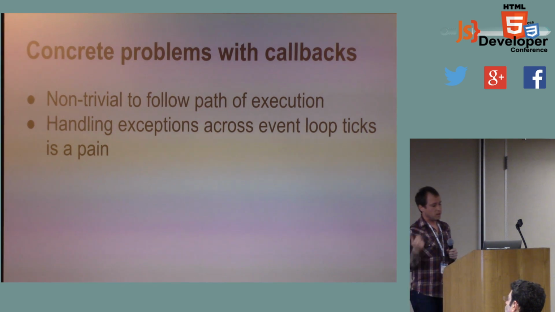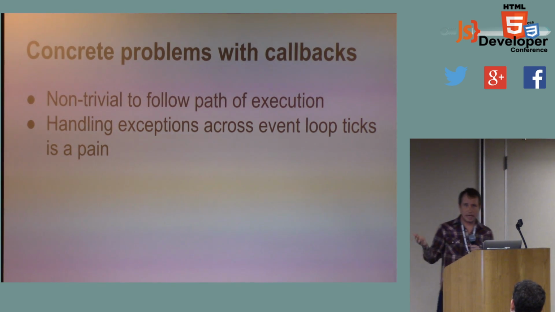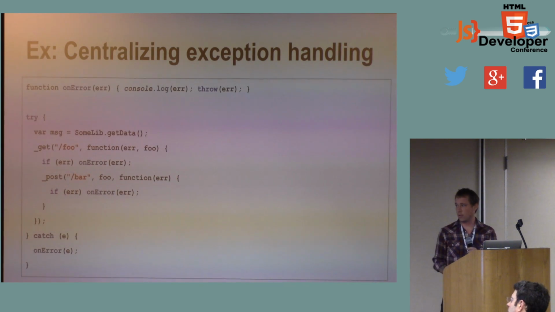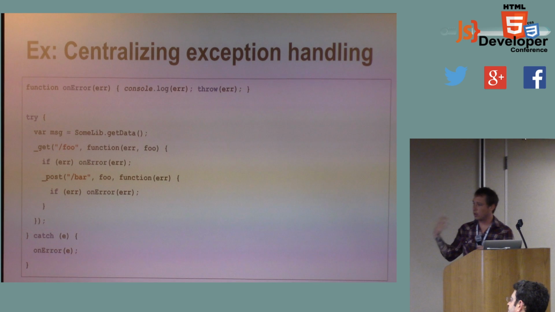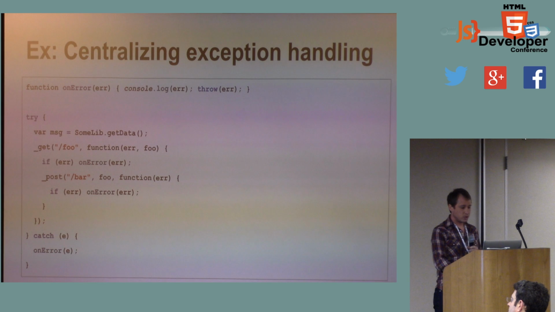Other gripe is that handling exceptions across event loop ticks, or handling errors across event loop ticks, is a pain in the butt. Try and catch only work for synchronous operations, or rather, operations that occur on the same tick of the event loop as you are evaluating the try-catch. So this is the example I showed in the beginning. We'll sort of step through what's going on.